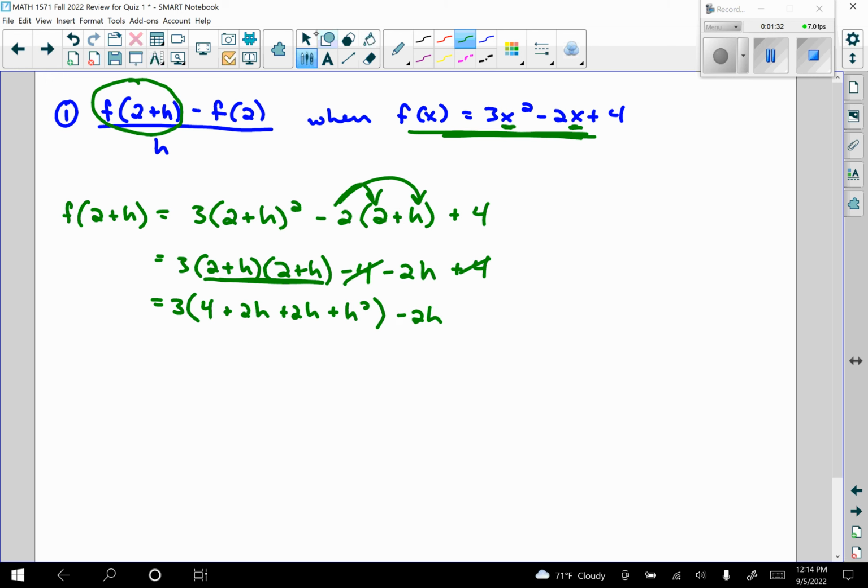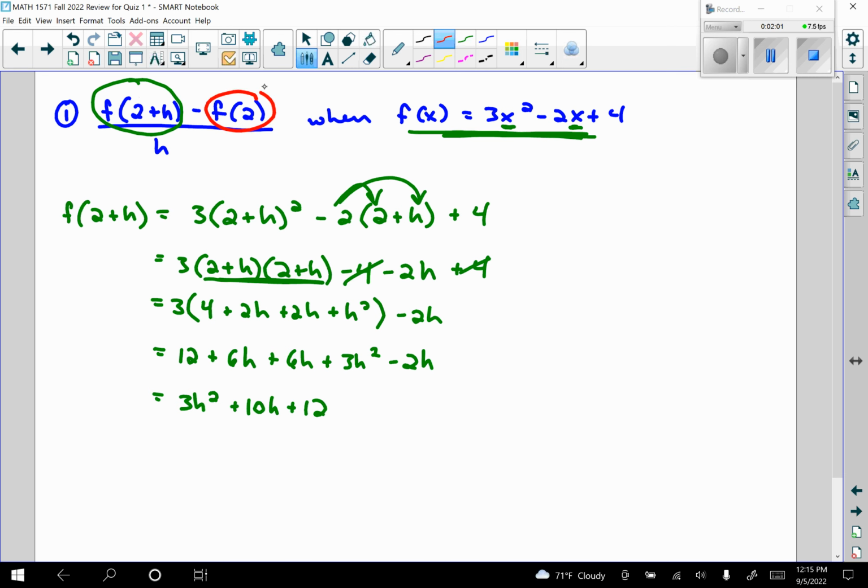Now I want to go ahead and distribute the 3. So we'll get a 12 plus 6h plus 6h plus 3h squared minus 2h. I can combine the 6h's. I'm going to write the 3h squared first. So we'll get a 3h squared. I have 12h minus 2h, which will give me a 10h, plus 10h, and then I have a plus 12. So right there is just our first part.